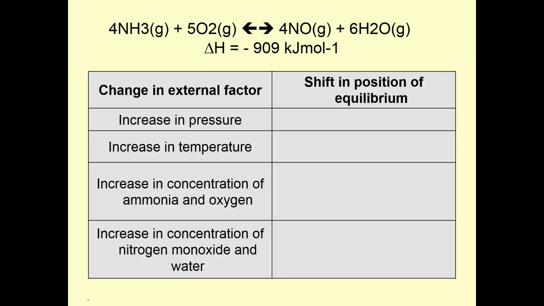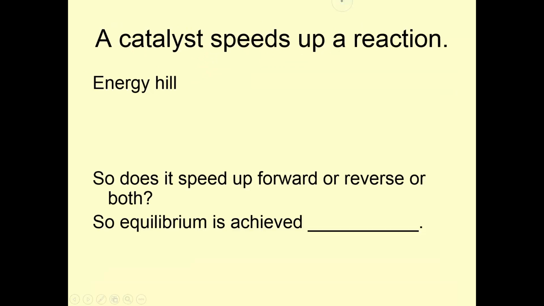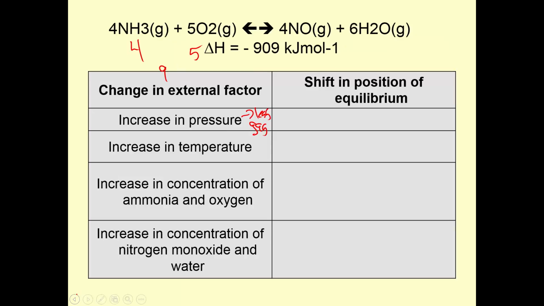All right, so let's see what we can do. Increase pressure, so I know I'm going to go to the side with less gas. I have 4 gases here. I have 5 gases here. I have 9 total. Look at my math skills. Woo! Who's jealous? 4 here, 6 here. That's 10 gases. Oh, faster than you. Board racing champion of Oxbow Elementary. So, increasing pressure, I'm going to go to the side with less gas. So it's going to shift to the left-hand side.